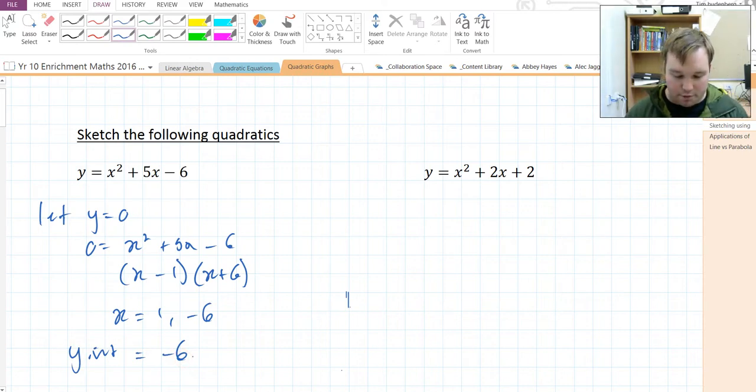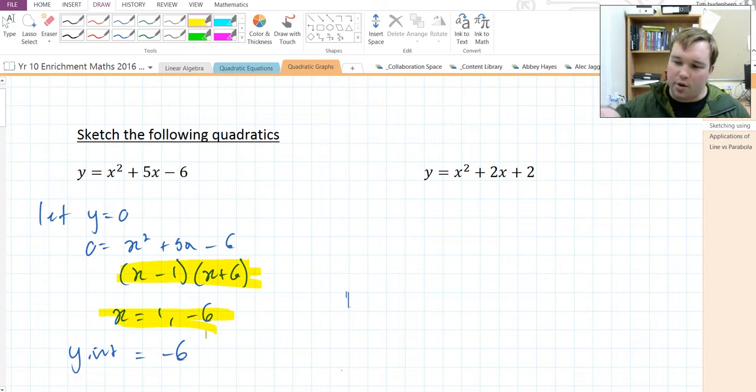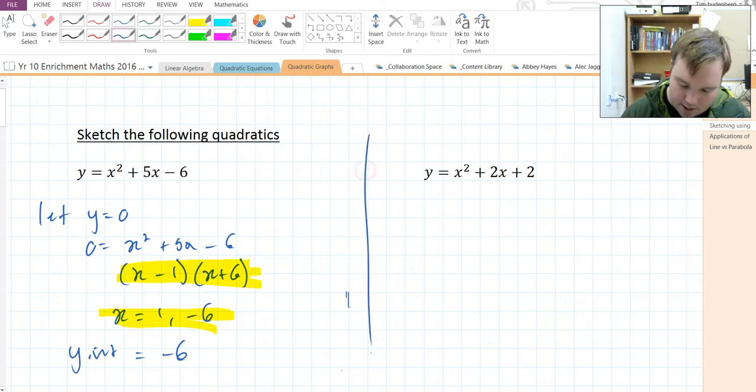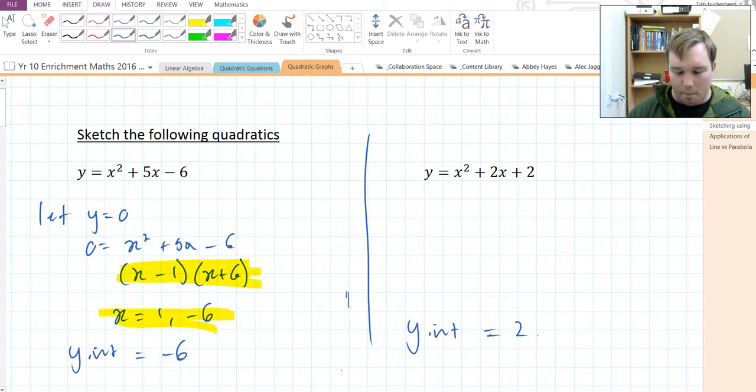That all works beautifully. Of course, what it relies on is us being able to factorize and find x-intercepts. If you can't factorize and can't find x-intercepts, then where do you know it crosses the x-axis? And how do you draw it if it doesn't cross the x-axis? So for example, take this one here. We know that it crosses the y-axis, so its y-intercept is positive 2. That's easy. But if you tried to factorize it, you'd find you couldn't.